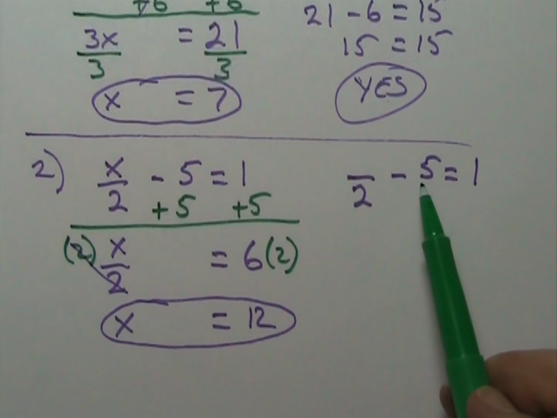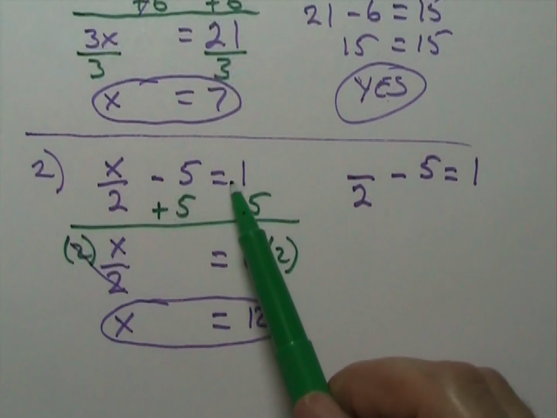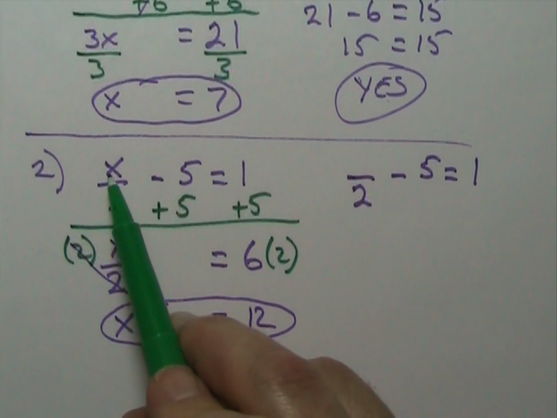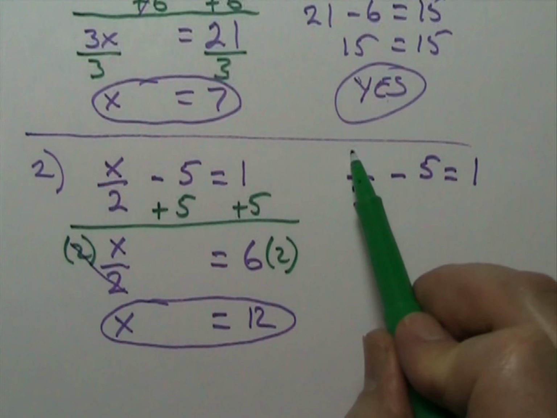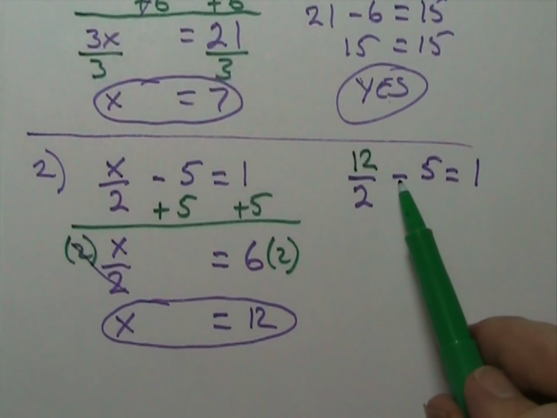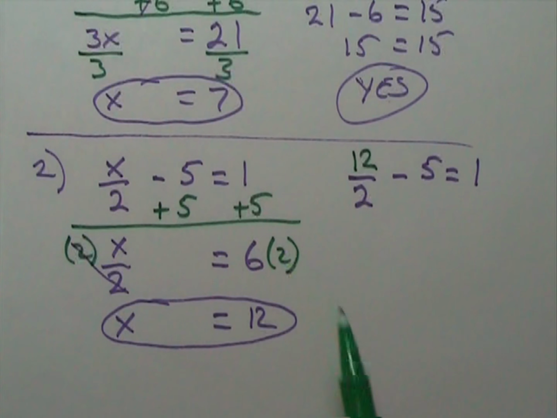Okay, now let's check it to the side. So what we're going to do is we write the problem over again, only this time we're going to put a 12 for the x. We're going to substitute a 12 in there. So it's going to be 12 divided by 2 minus 5 equals 1.